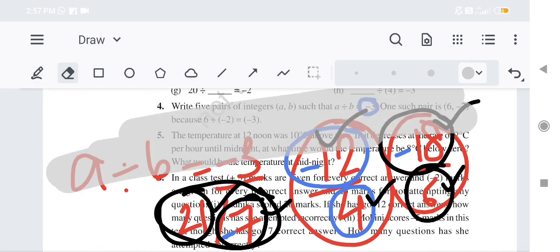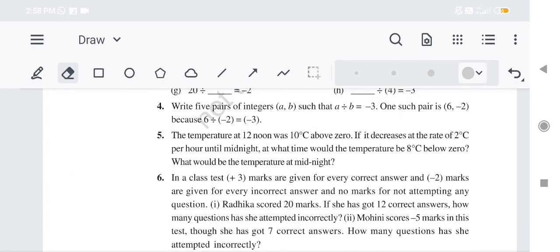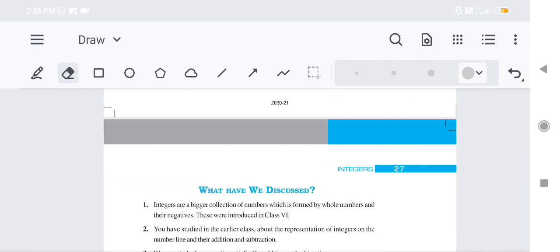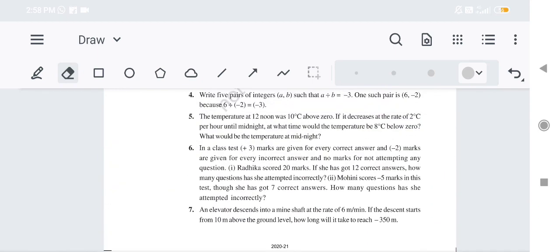Now in this way we are going to do this type of sum. So today up to this class, in my next video we will show you the rest of the sums of this exercise, means 5, 6 and 7, these 3 sums.